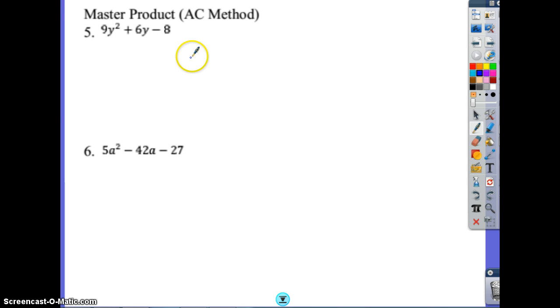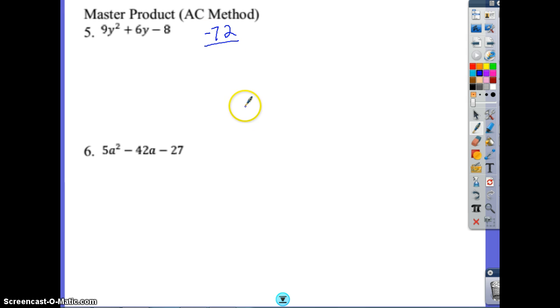The next method we have here is the master product method, or the AC method, and we call it the AC method because you take the A term and the C term and you multiply them together. So 9 times negative 8 is negative 72 in this case, and we are looking for things that multiply to negative 72 and add to 6. So you can make your list.